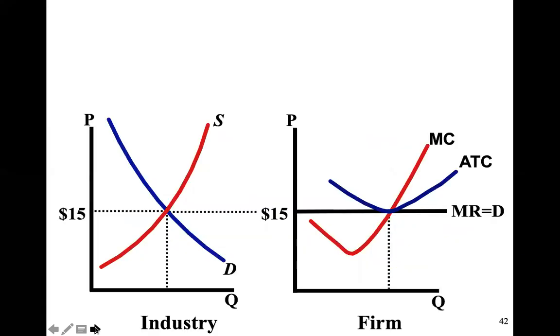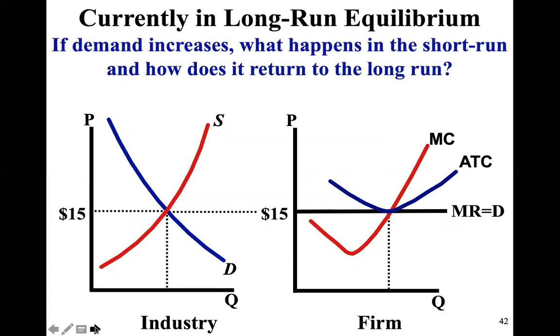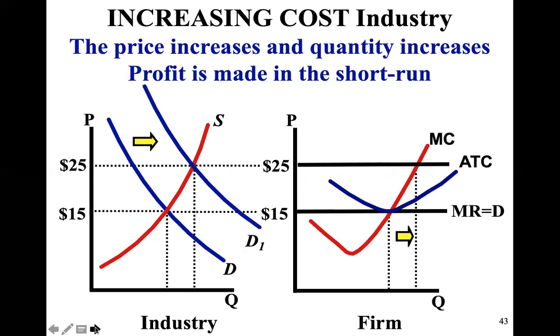So take a look at the scenario. You should be really quickly able to spot, boom, we're in long run equilibrium. Okay. Question is, what happens if demand increases in the short run and then it returns to the long run? And again, the difference on this one is it's an increasing cost industry. So what happens in the short run? We have an increase in the demand. What does that do? It drives up price and quantity in the industry.